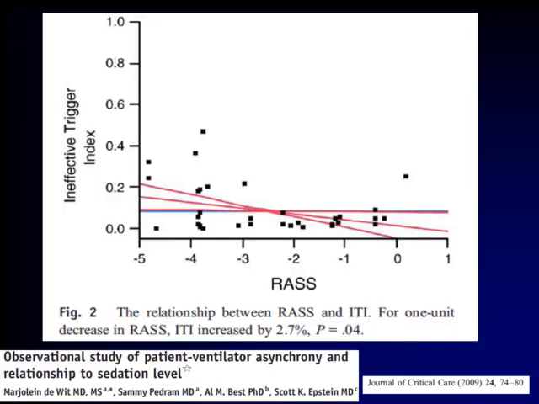And interestingly, there was a relationship between the RASS scale, the sedation scale, and the ineffective trigger index. For 1 unit of decrease in RASS, so for a heavier level of sedation, the incidence of ineffective triggering increased by 2.7%, suggesting that sedation is a part of the story.